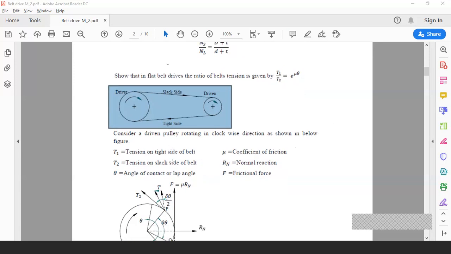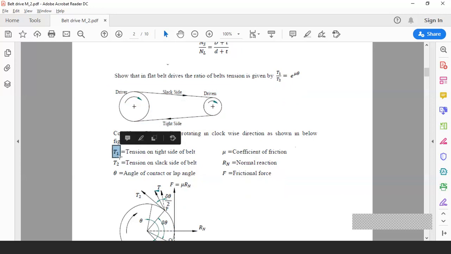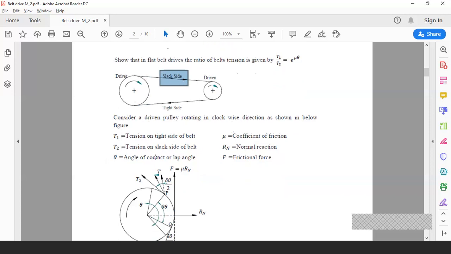So in this particular case, we have to proceed with the derivation part. Here we consider the tight side tension denoted by the notation T1 and the slack side tension denoted by T2. The lower side is the tight side and the upper side is the slack side here because the driver is rotating in clockwise direction. Hence there is a pulling action at the downside and a pushing action on the upside. Theta is the angle of contact or lap angle. This is the angle made by the belt with the pulley when it just leaves the pulley surface.